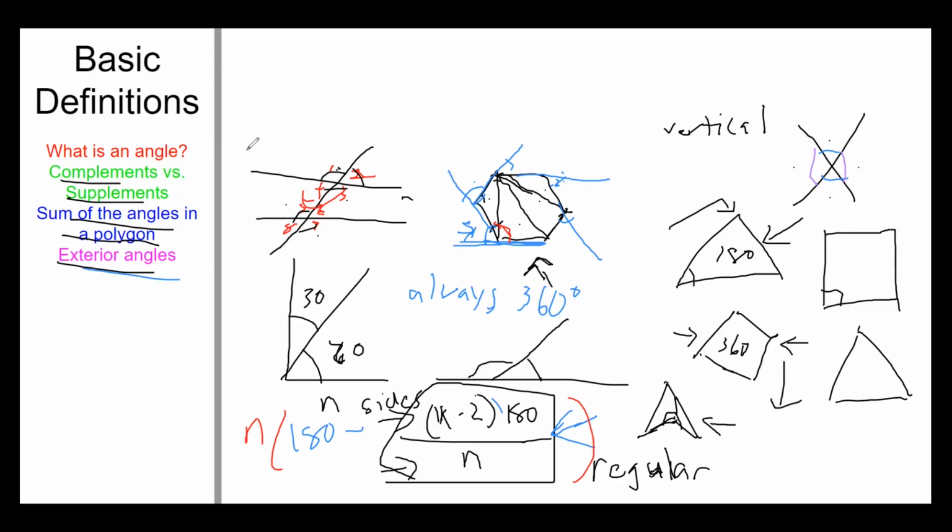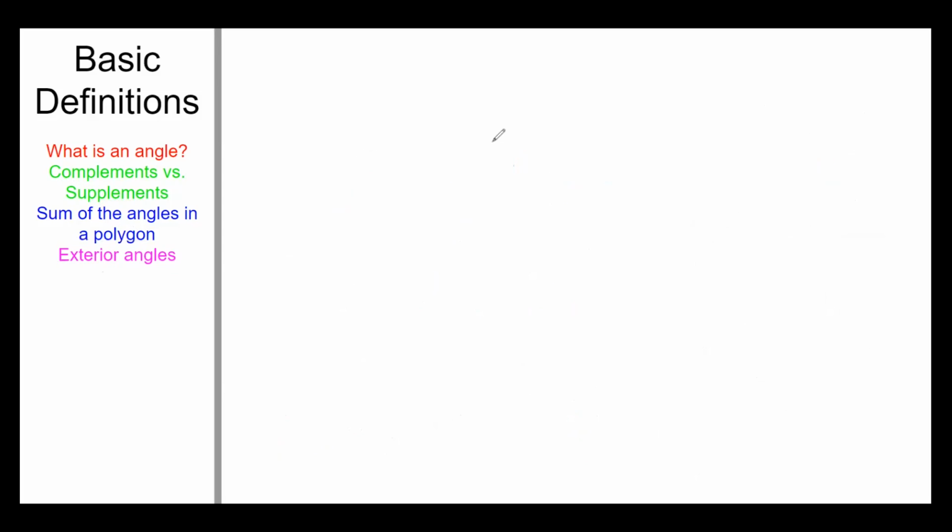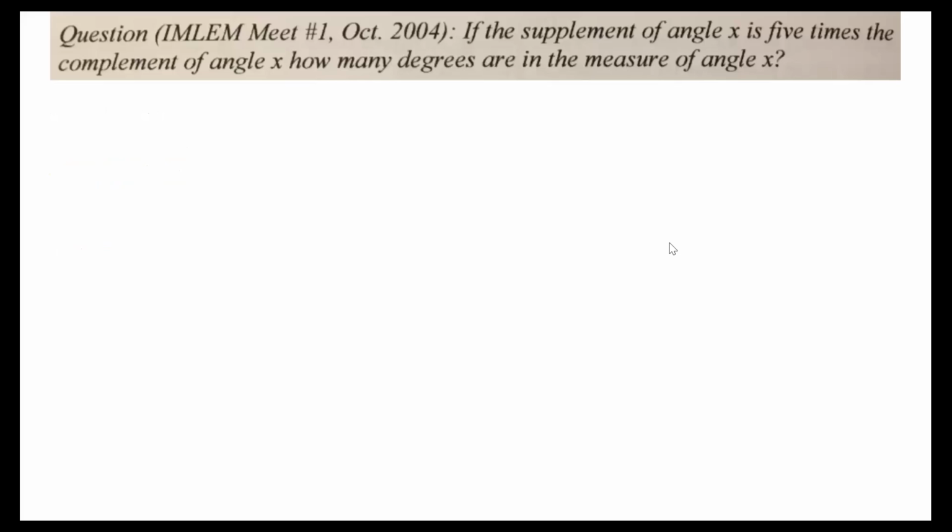All right, well, I guess we can move on to the next part. I've always found that with angles, it's a lot easier to understand the concepts in problems rather than through definitions anyway. So here you have a question. If the supplement of an angle is 5 times the complement of the angle, how many degrees is the angle? I'll give everyone a few minutes to think about this, and then we can discuss.